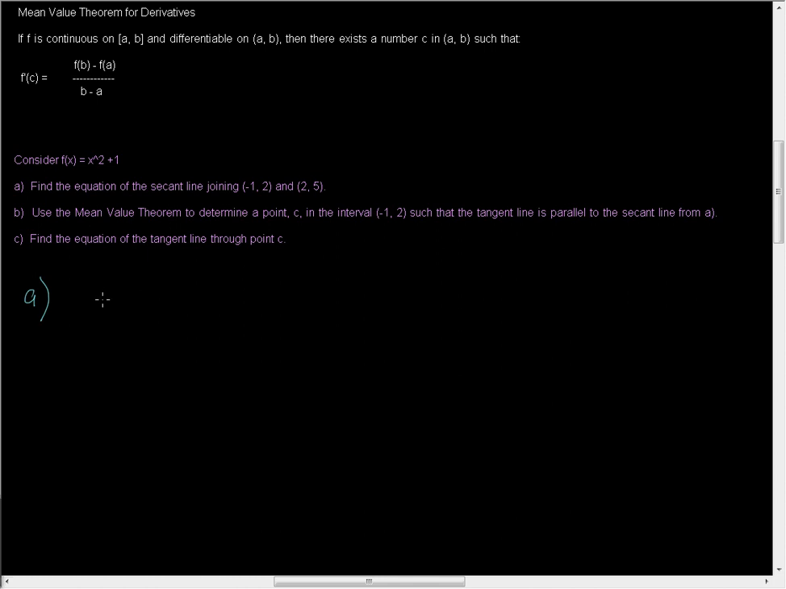First, I want to find the slope. The slope is equal to the difference of the y's, 5 minus 2, divided by the difference in the x's, which is 2 minus -1. That equals 3/3, which is 1. Now I just choose a point, use point slope form, and that's it. So I get y minus 5 is equal to 1 times x minus 2, choosing the second point there. And this is it. This is all we need.